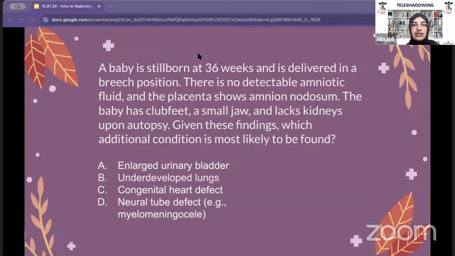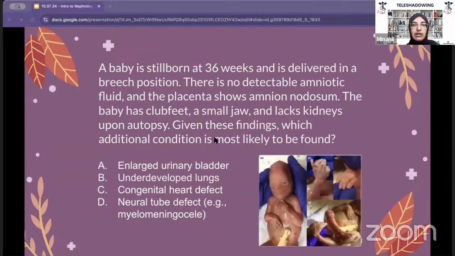So this, I'll give you a hint. This is talking about Potter sequence. Clearly in the question it's saying that upon autopsy this fetus lacked kidneys. So this is sounding like a bilateral kidney agenesis. Remember we talked about the pathophysiology behind Potter sequence: the lack of amniotic fluid leads to pulmonary hypoplasia, or underdeveloped lungs.